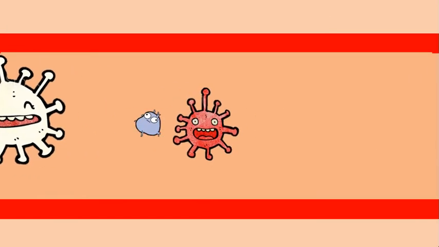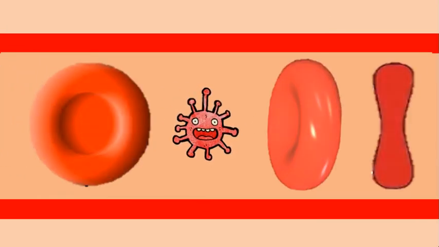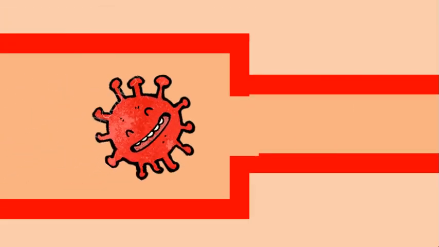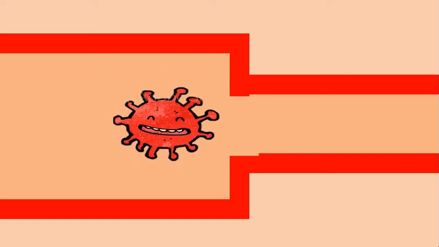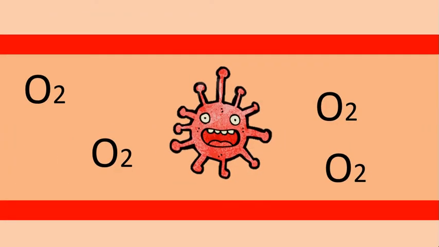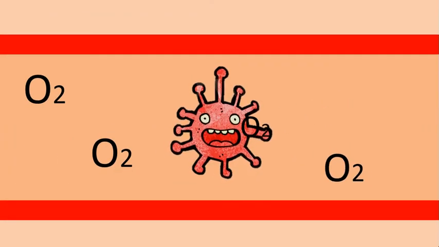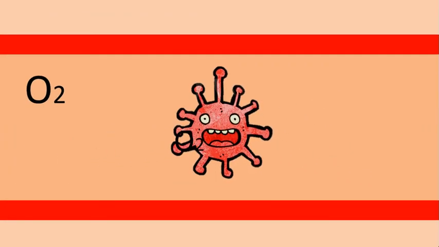Now let's talk about red blood cells. Red blood cells are biconcave in shape, which means that both of its sides curve inwards. This helps the red blood cells in two ways. The first being it makes the red blood cell flexible so that it can go through the capillary easily. The second being it gives a large surface area to the cell so that it can absorb more oxygen in the lungs.